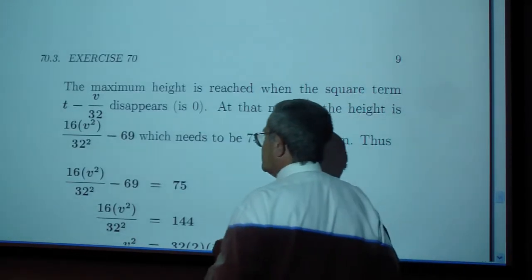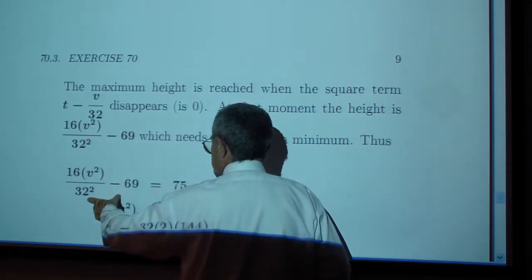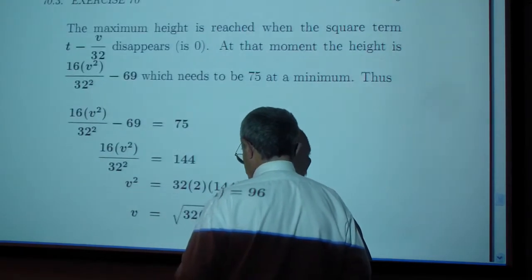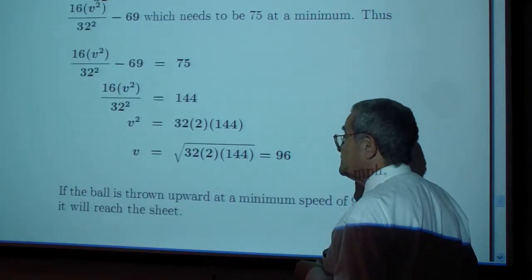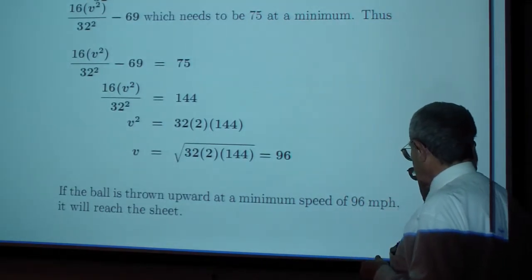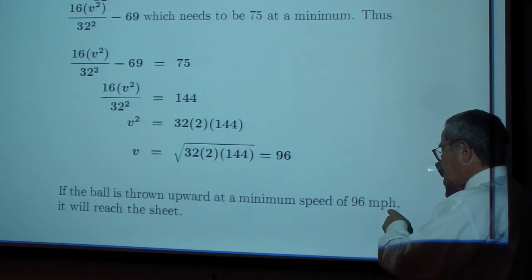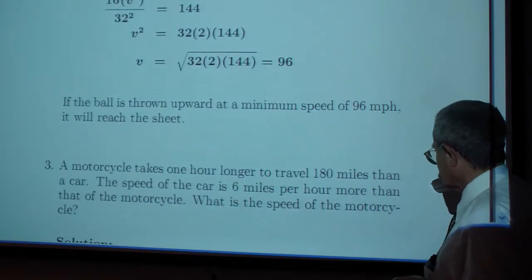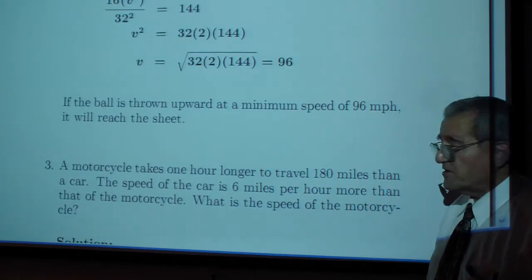So doing that, we come out with this quantity here, which is 75. And when I crank that out, I am supposed to get 96 feet per second. So you need a minimum of 96 feet per second, not miles per hour, to reach the sheet. And since we have done 2 exercises, let's do the third one also.